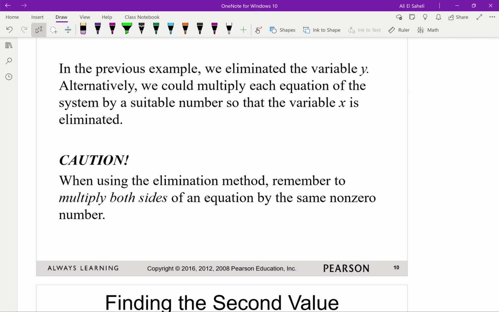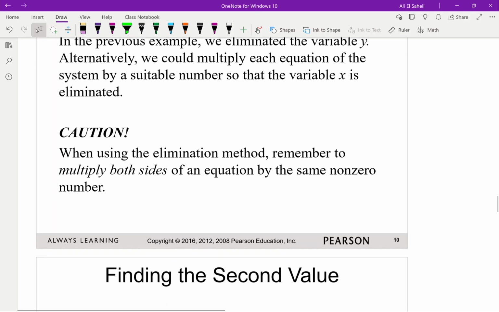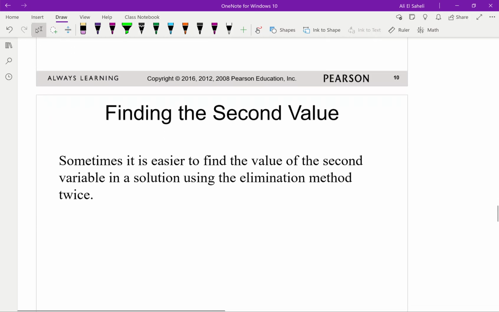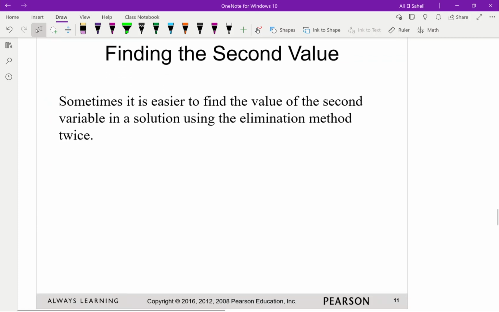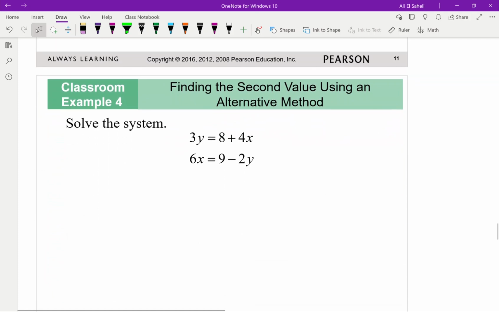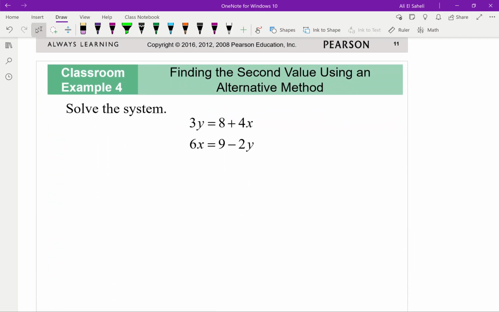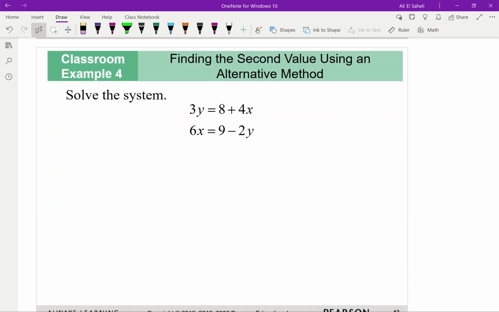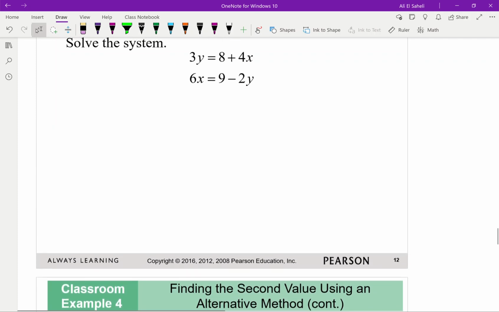Alright, so you could eliminate x or eliminate y. Don't forget to multiply both sides of the equation by the constant. Sometimes it's easier to find the value of the second variable in the solution using the elimination method twice, using it again. Okay, like I said before. Alright. Solve the system.